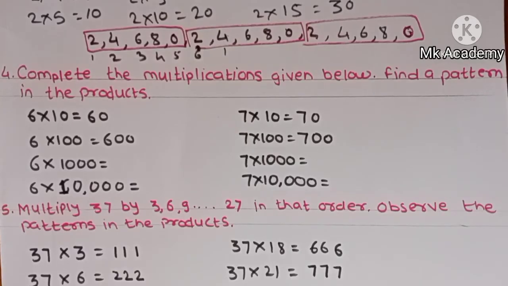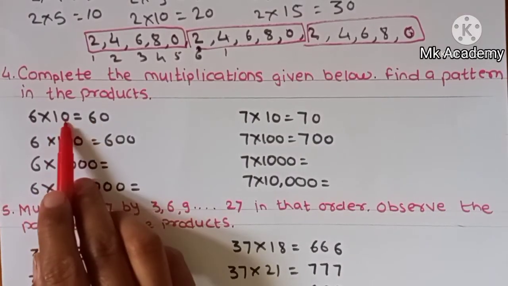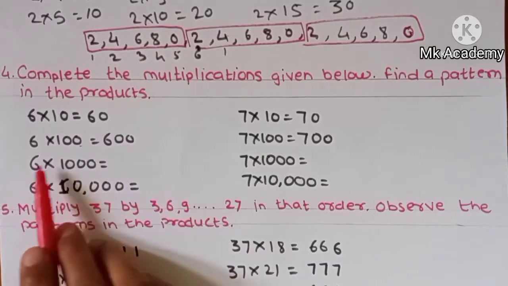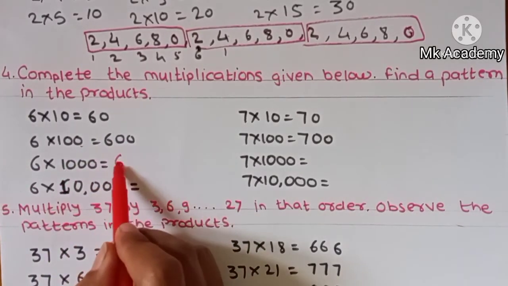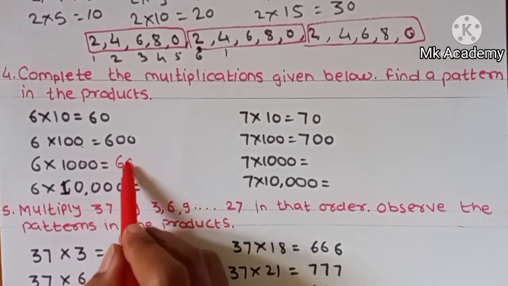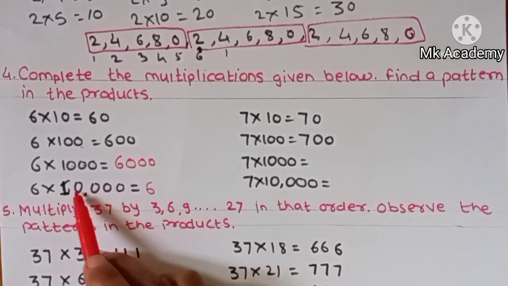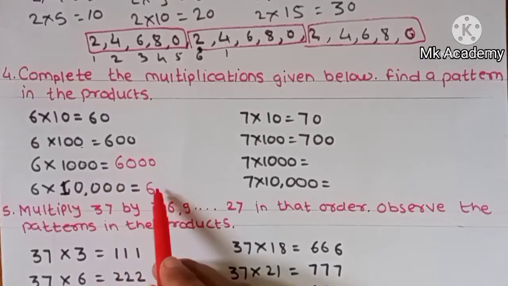Now see example number 4. Complete the multiplication given below. Find the pattern in the product. Now 6 ones are 6 and here write down 1 zero. 6 ones are 6, write down 2 zeros. 6 ones are 6 and how many zeros? 1, 2, 3. Now 6 ones are 6 and how many zeros? 1, 2, 3, 4.